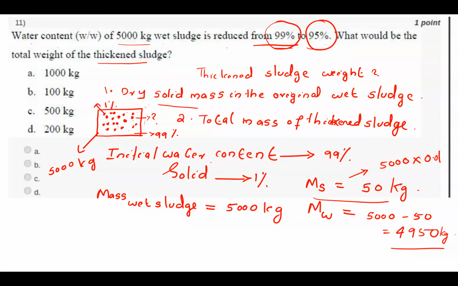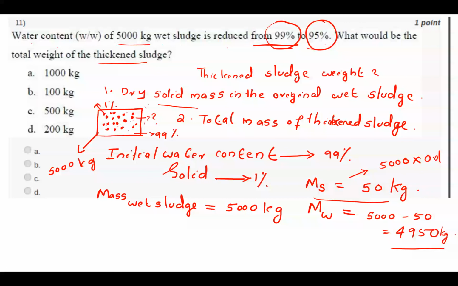Any doubt? No doubt. So this portion is clear, I hope. Here we calculate the mass of the solid, which is these dots I just represented here. That is 50 kg, and the remaining whole portion is 4950 kg. So that is from the statement we got: the initial wetness of the sludge is 99 percentage.